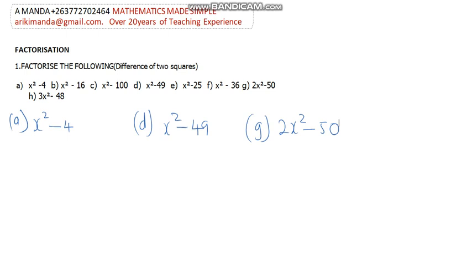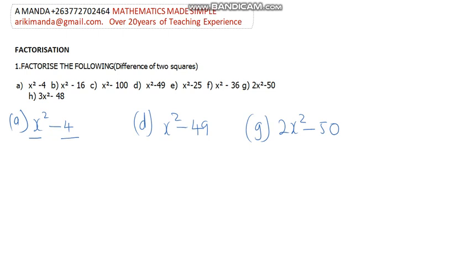X squared minus 4. X squared is a perfect square. What do we mean by a perfect square? A perfect square is a result of two identical numbers multiplying themselves. In other words, if two identical numbers or two identical letters multiply, the answer that you get is a perfect square. So x squared is a perfect square because two letters that multiply themselves is x times x, we get x squared. And then 4 is also a perfect square because two numbers which are identical, when they multiply, will give us a 4, and the number is 2.